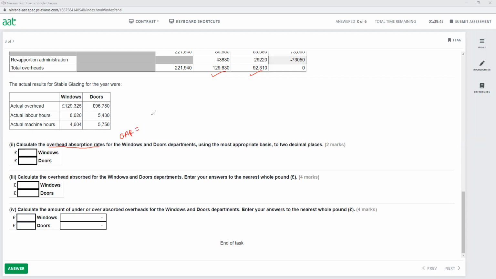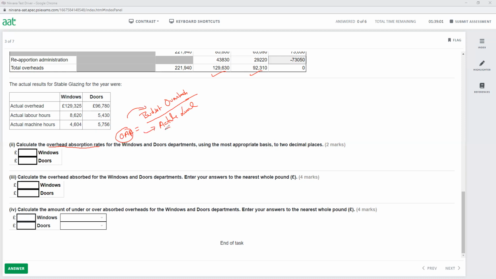OAR, overhead absorption rate. Overhead absorption rate means budgeted overhead and the activity level. Now the budgeted overhead and activity level, we need to find out from the question. Remember that this one, OAR, overhead absorption rate, is all about budgeted. So budgeted overhead and budgeted activity level.